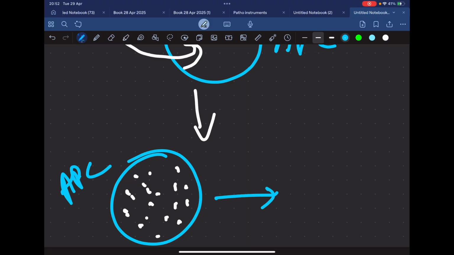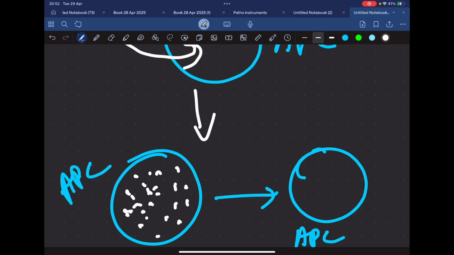Thereafter, once the APC degrades the allergen into multiple pieces, it presents them on its surface, in the next step, the fourth step.